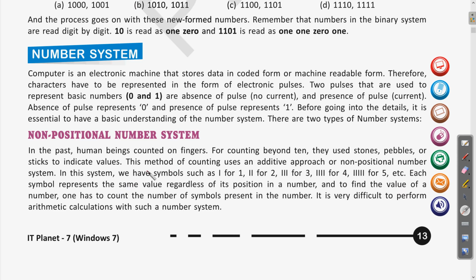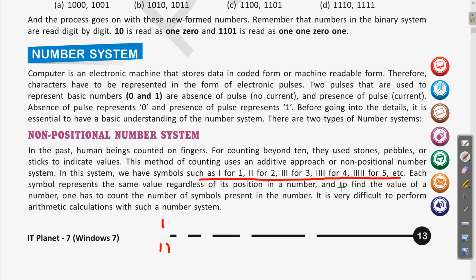Now this method of counting uses an additive approach, or non-positional number system. In this system we have symbols such as I or 1 for 1, double for 2. These are like the Roman number system we also use. Now here comes the picture of the non-positional number system. So what exactly is it? As you can see here, for denoting 1 the person uses one symbol. For denoting 2, it may be two symbols or two lines. For denoting 3, it can be 3. For denoting 4, there are 4 symbols. This was one of the methods.